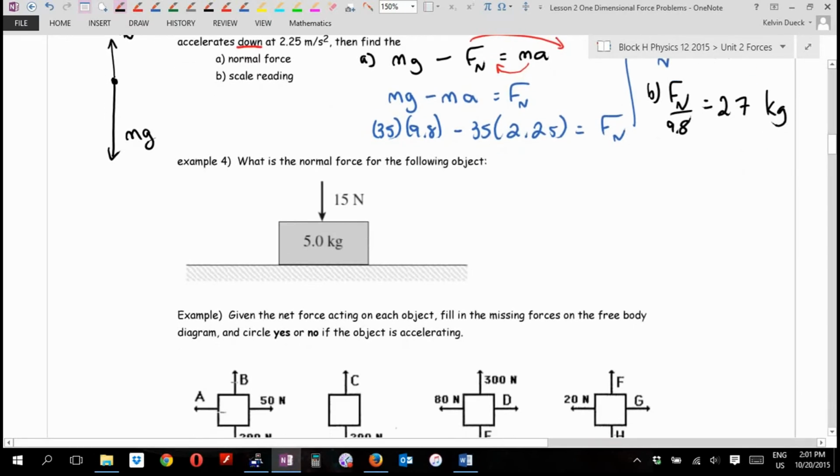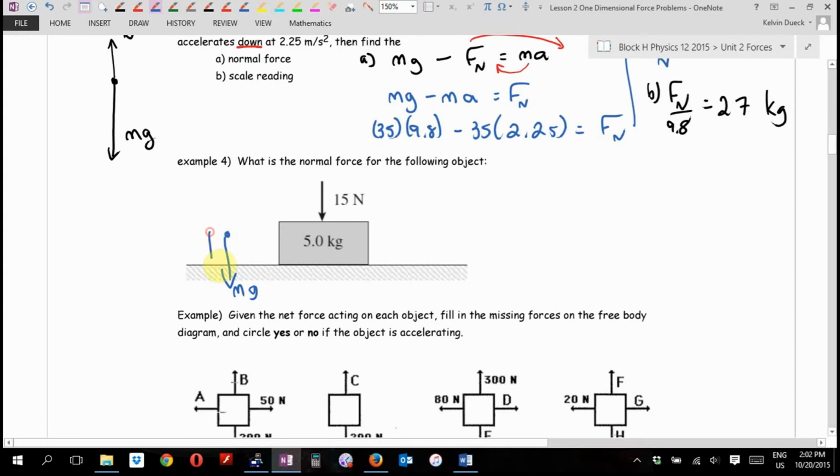Can we increase the normal force? Sure. Example 4. Because there's an external force also pushing down. What's the normal force here? Well, you know what? Let's do a free body diagram. What are the forces acting on this mass? Get the obvious one. Is there anything else in the downwards direction?